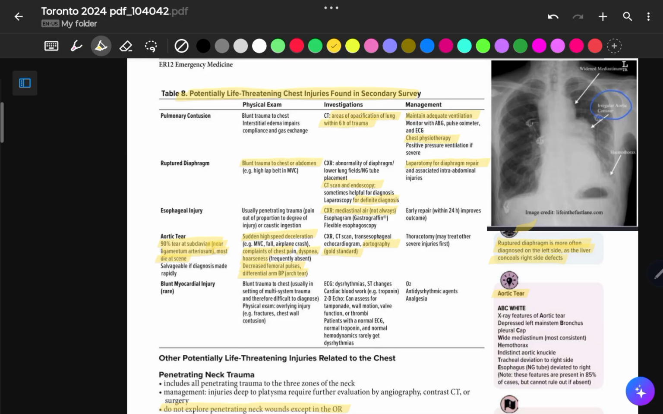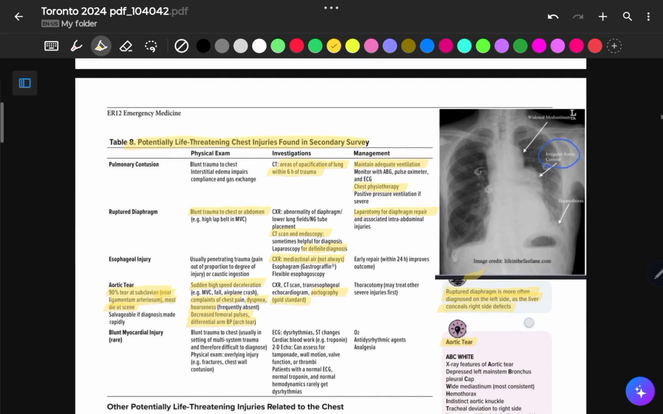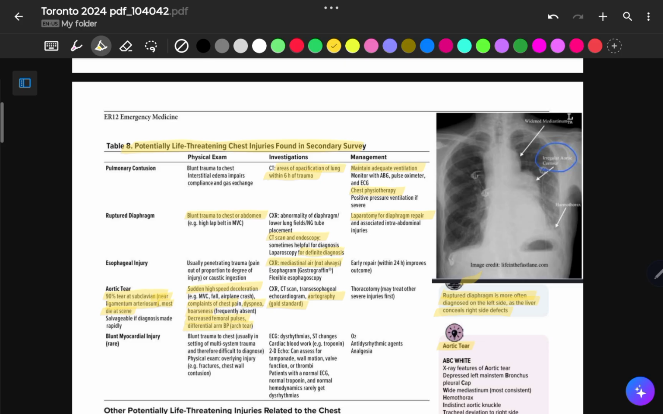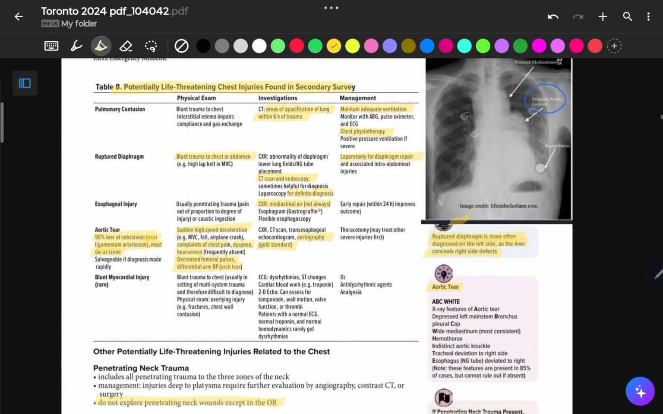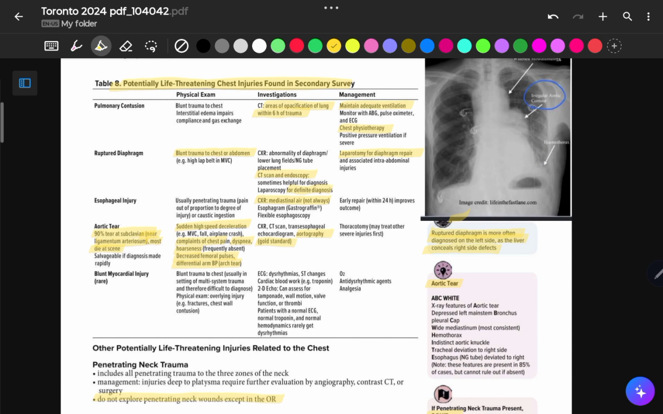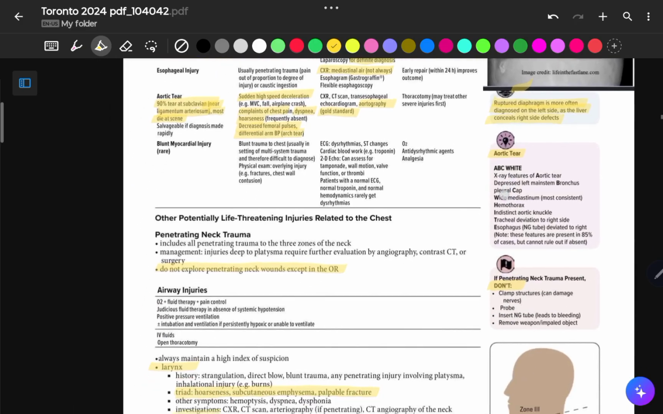On your right, you have a picture of a patient presenting with an X-ray showing a widened mediastinum, which will be a sign of aortic tear. The aortic notch is also distorted, and obviously you're going to have hemothorax because this patient is bleeding. So remember, ruptured diaphragm is more often diagnosed on the left side, as the liver conceals the right side defect.